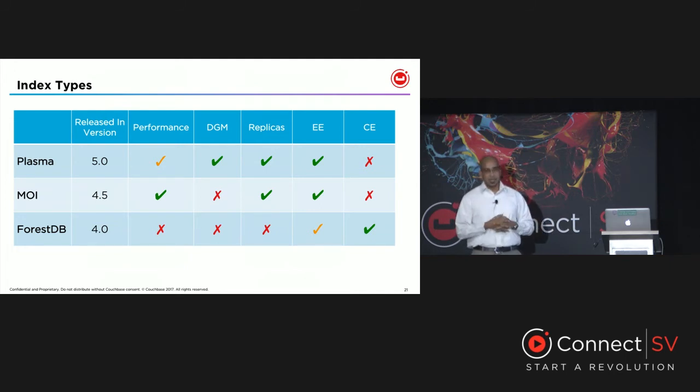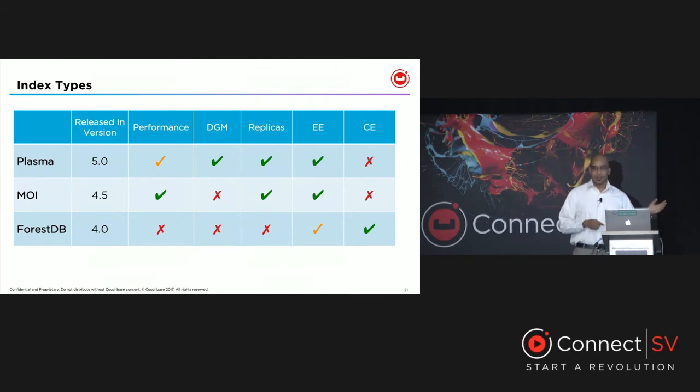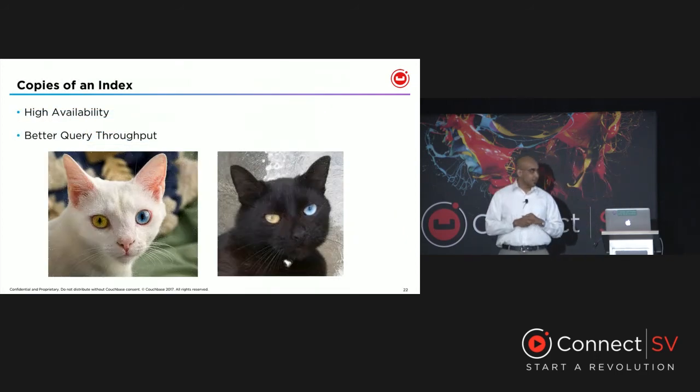We have introduced this idea of replicas. I'll be talking about it in the subsequent slides. And both Plasma and MOI are available only for our EE customers, because we have invested quite a lot of resources on this. As you see, some of the performance benefits that you get are in a different league altogether, and we want to make sure that our EE customers benefit from it. Okay, so we saw the performance aspects of it.